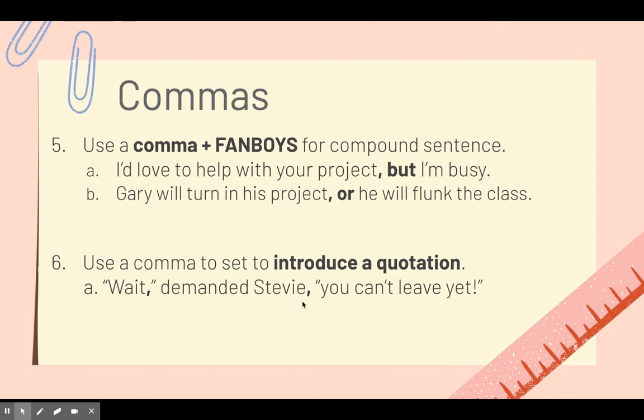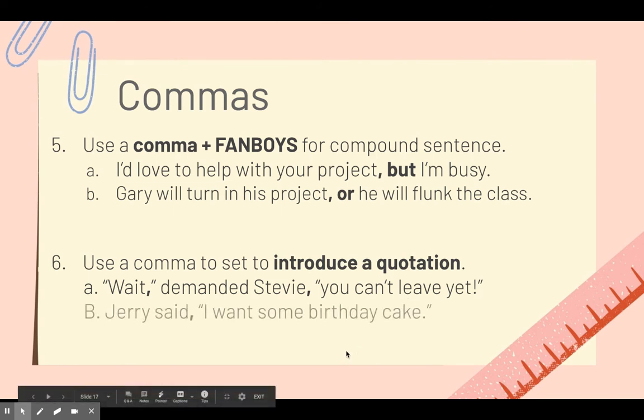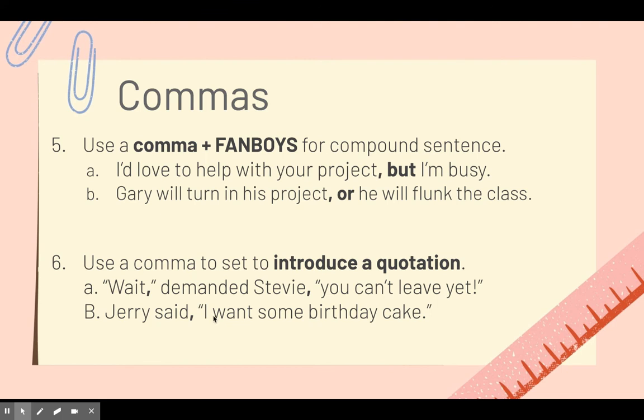You always separate a quote with a sentence and you tuck it inside the quote. Okay, here, not here, because he didn't say Stevie. He said, "You can't leave yet." Another example. Jerry said, comma, "I want some birthday cake." So notice it goes right after this "said." You have to always separate the quote from the rest of the sentence with a comma.